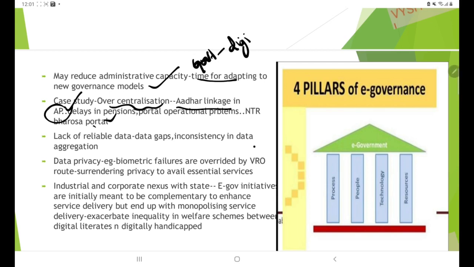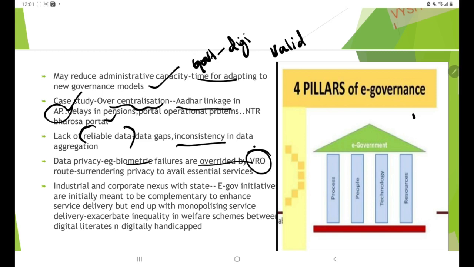Then next is the lack of reliable data. Even if data is collected, the data collection is inconsistent and the validity of the data is questionable. Whether the data given is true remains a problem. Then data privacy: biometric failures are overridden by the VRO route. This sentence as such you can write in answer writing.